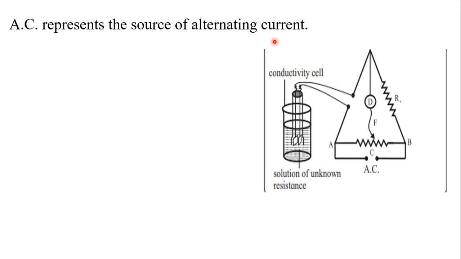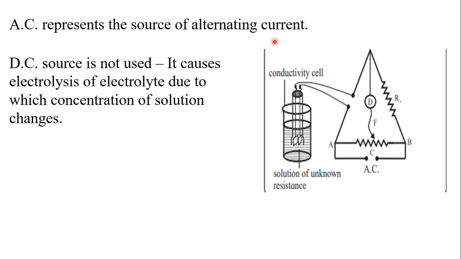There may be a question in the exam: why is a DC current source not used? Because it causes electrolysis of the electrolyte, that means the composition of the electrolyte may change, due to which the concentration of the solution changes. Therefore a DC, direct current, source is not used. Instead, an alternating current source is used here.